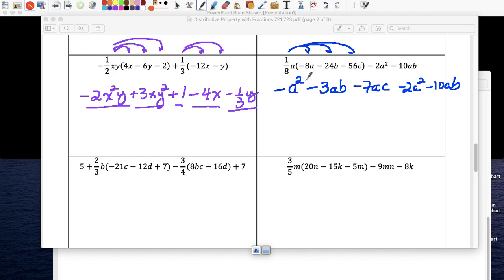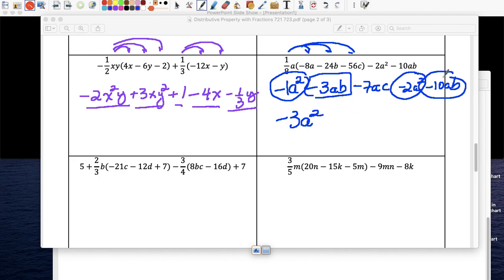Like terms, yeah, this guy and this guy are like terms. So negative 2a squared minus, if you want to put a 1 here, you can put a 1 here. Negative 1a squared is negative 3a squared. This and this are like terms, so I get negative 13ab minus 7ac.